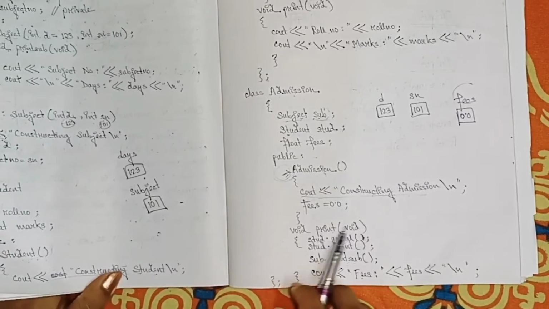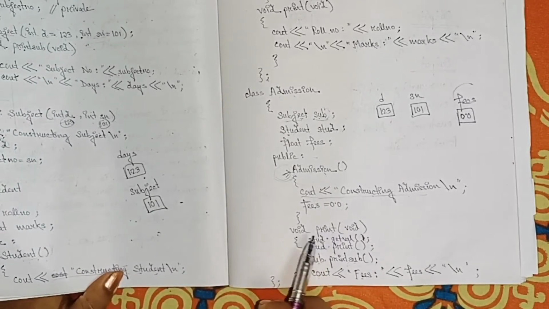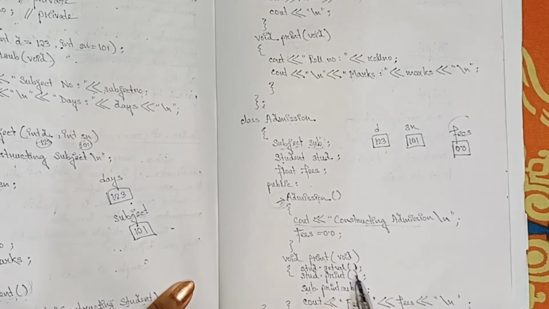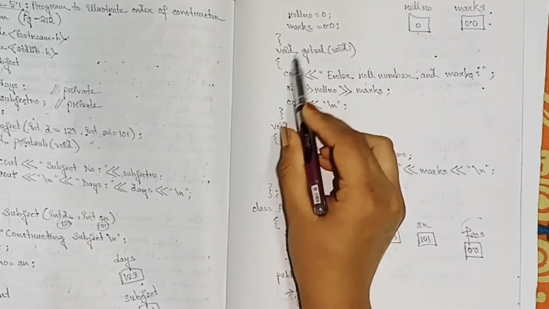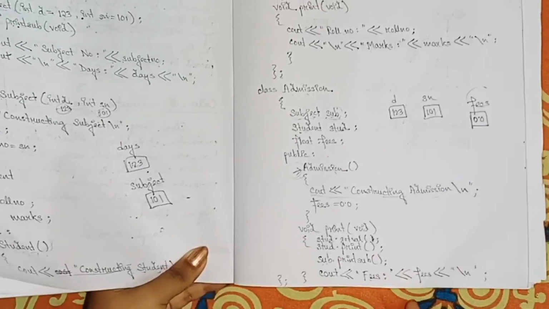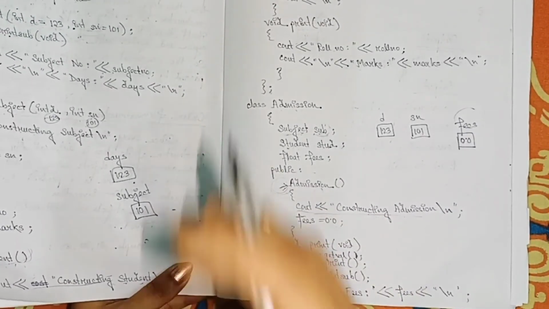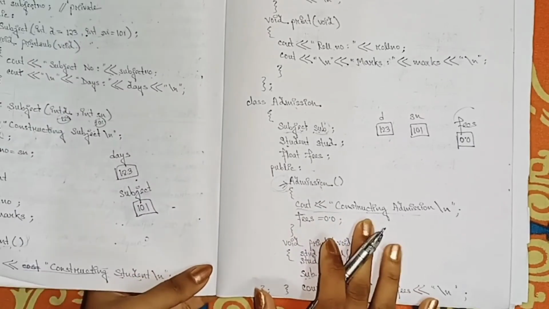So what is there in the print member function of the admission? It will go on invoking all these things. So it is finding stud.getVal. It will invoke that particular function. It will go on line by line. This program is not very tough. You just have to follow the sequence. You have to follow the control.